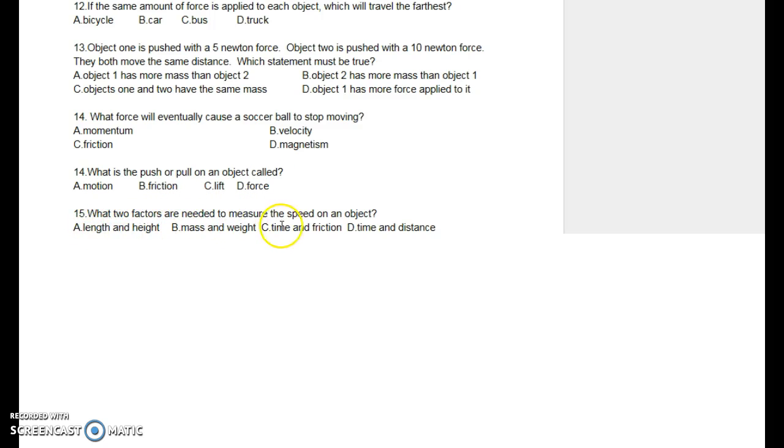Number 16. What 2 factors are needed to measure the speed of an object? Length and height, mass and weight, time and friction, time and distance.